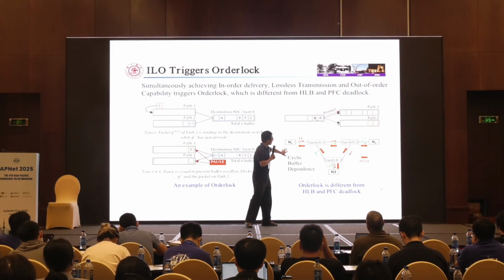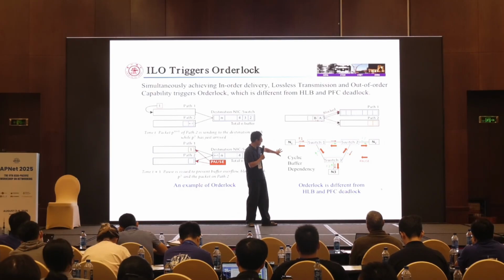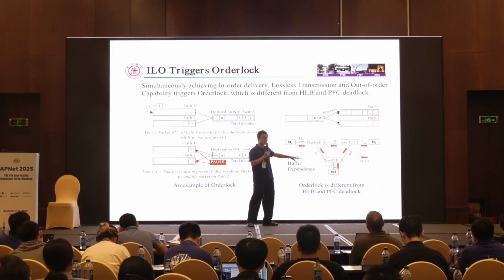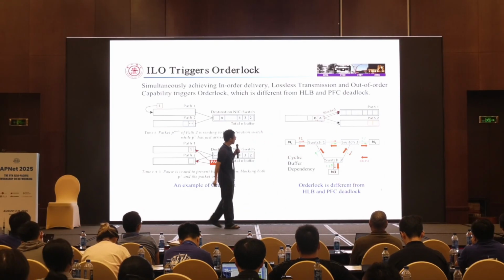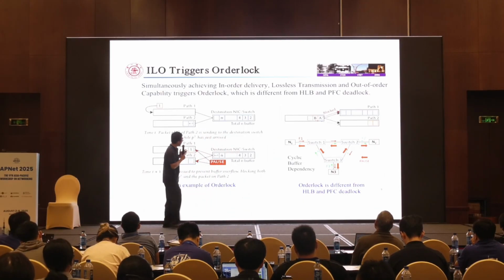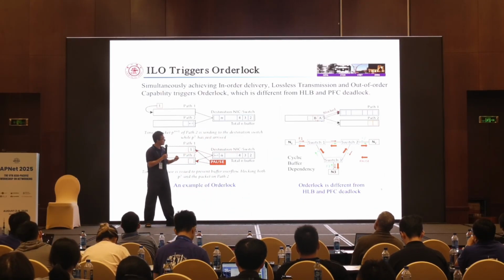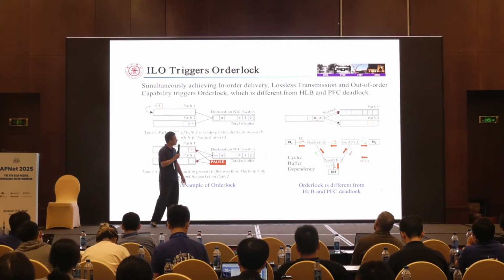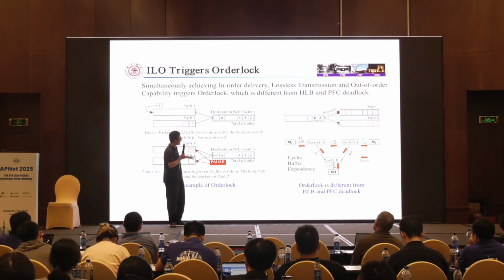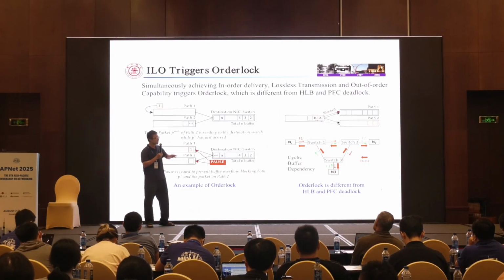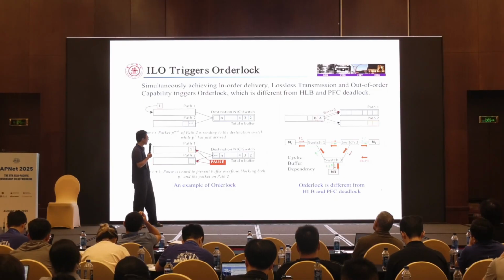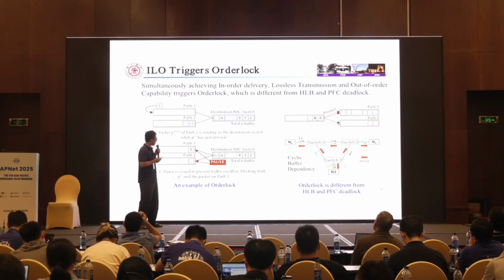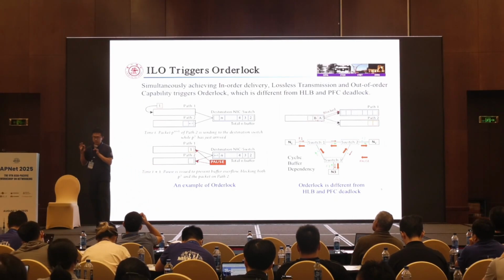Another lock is PFC deadlock. When we have cyclic buffer dependency in the network, it is possible that there is a PFC deadlock. I won't go into the details. Note that for order lock to happen, even if the network does not have cyclic buffer dependency, we can still see order lock happening, as long as we want to achieve all these three properties at the same time. So clearly order lock is different.